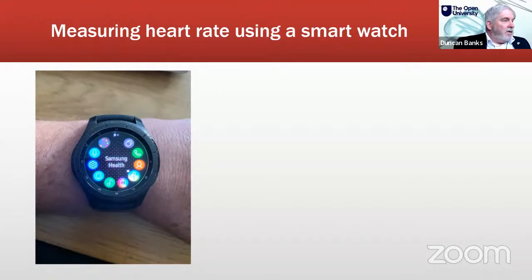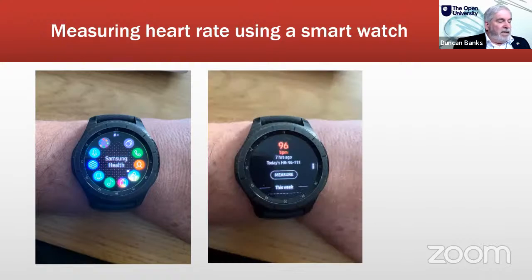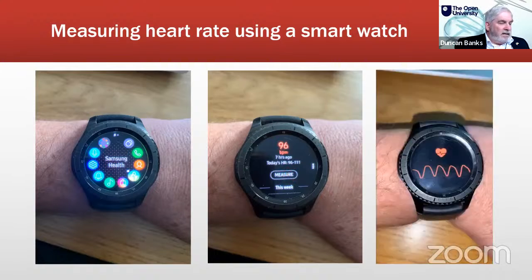So what I would normally do is to look at the Samsung Health app on my watch, and then you bring up a function looking at how you record from the heart, and you can see in the middle of the screen, measure. I would press that, and what would then happen is I would get a trace like this. This is a trace that's called a photoplethysmography trace, or PPG signal. And that's how most of the smartwatches actually derive heart rate. They derive it from this.